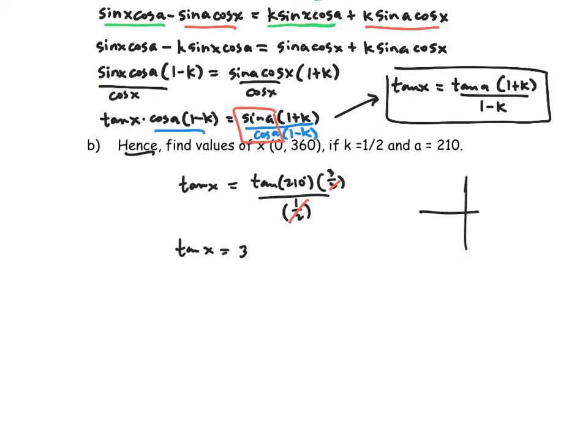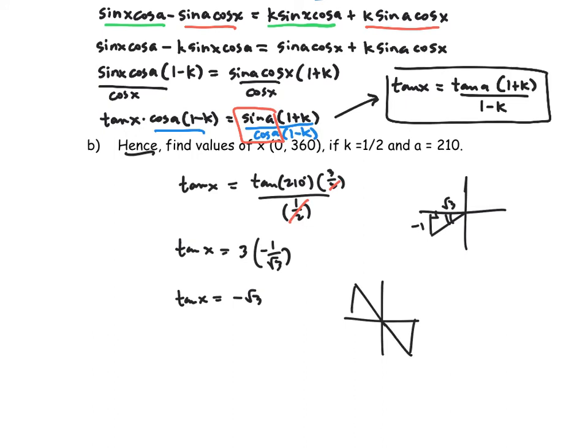Well, the tangent of 210 happens to be in quadrant 3, where this is a 30-degree angle. This would be a -1 and root 3. So I would get -1 over root 3 for the tangent of 210. Reducing this out would be -3 over root 3, or negative root 3. So now looking at the unit circle, where's the tangent negative? Well, it's negative in quadrants 2 and 4, where this would be root 3, this would be -1, this would be negative root 3, and this would be a positive 1.